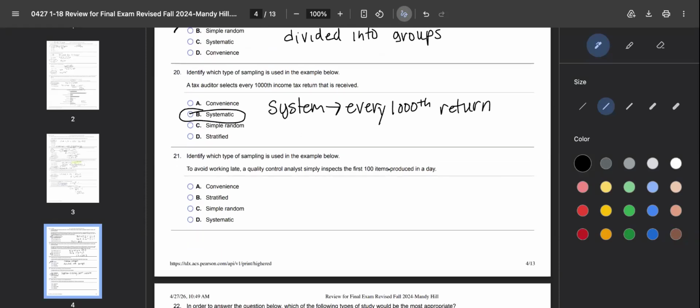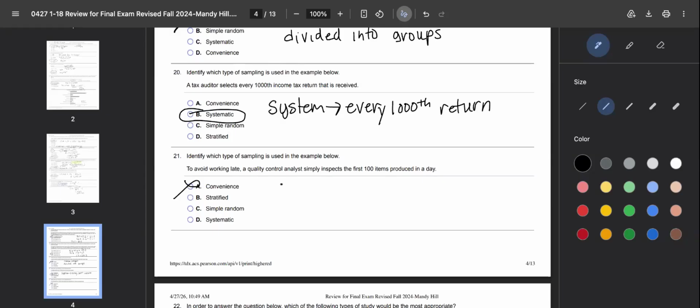To avoid working late, a quality control analyst simply inspects the first 100 items produced in a day. So a quality control person is somebody who is trying to make sure that they don't distribute any bad products. They really should not be just focusing on the first 100 that come out of the machine or whatever they're looking at, because that's not necessarily going to be a good representation of what's going to happen. But if they want to be done with their job for the day, it is very convenient that they do that.